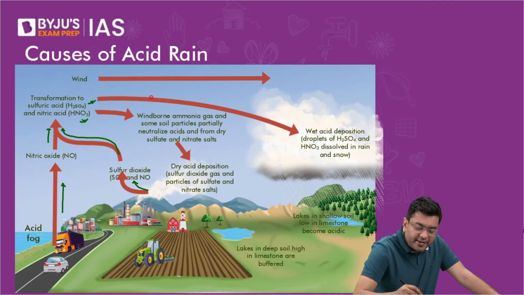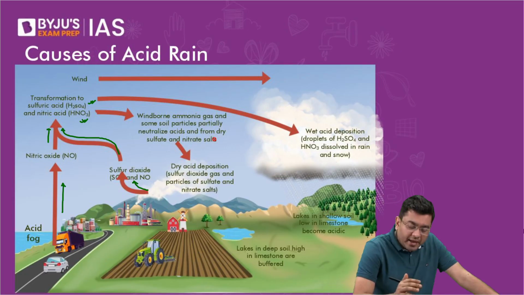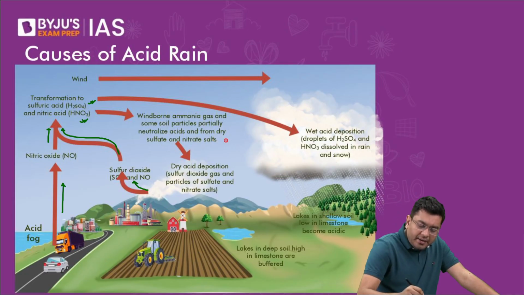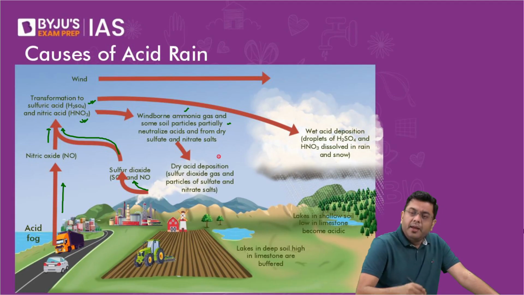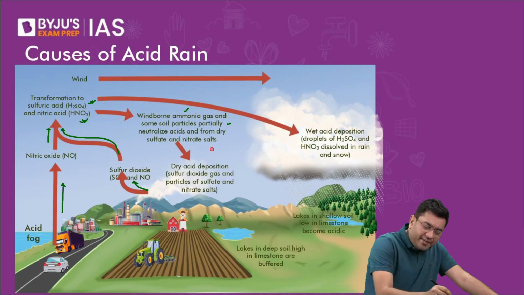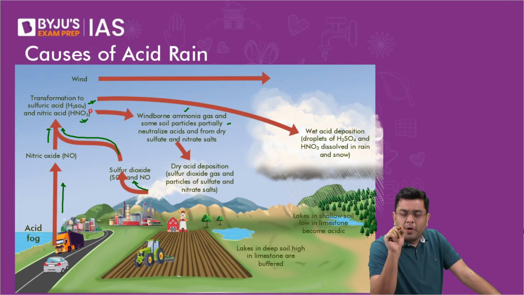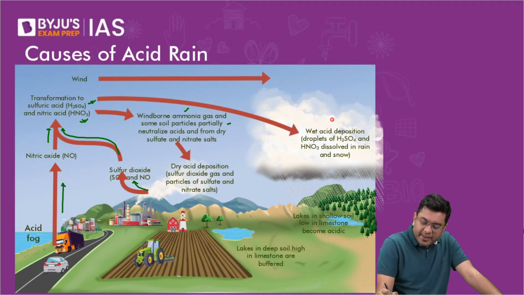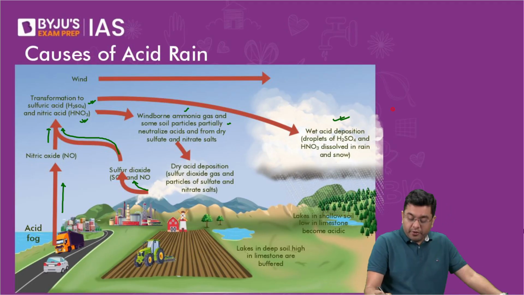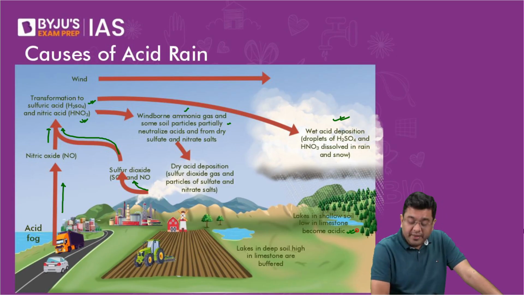Now, this sulfuric acid and nitric acid are sometimes carried over by the wind, right? And thereby, windborne ammonia gas and some soil particles partially neutralize the acid. But sometimes these acidic particles interact with the dust particles and the molecules present in the air. They form small particulate matter, are carried by the wind, and are deposited on the surface. They can also be deposited on the ground surface. Sometimes they interact with the clouds and the raindrops, and the regions receive that acid rain. So this is your acid rain.